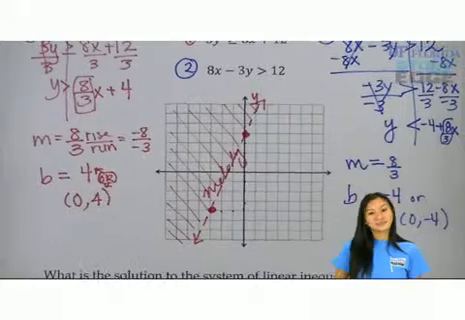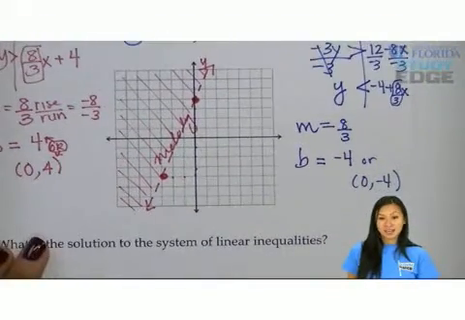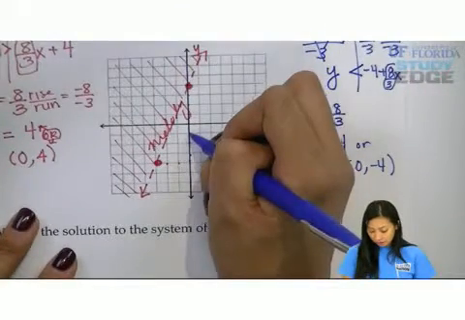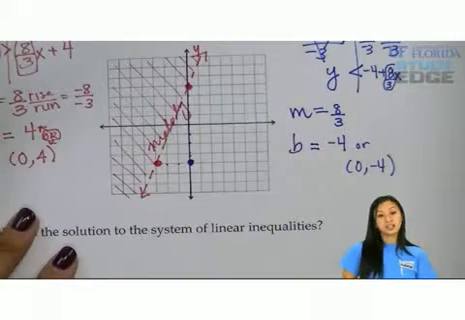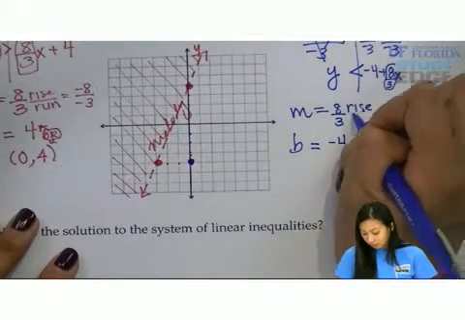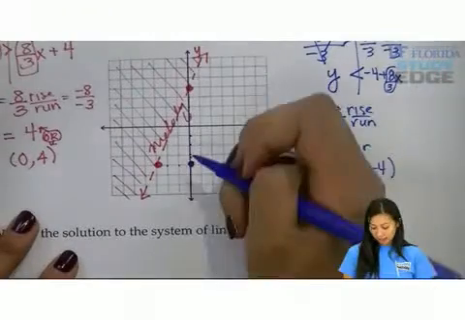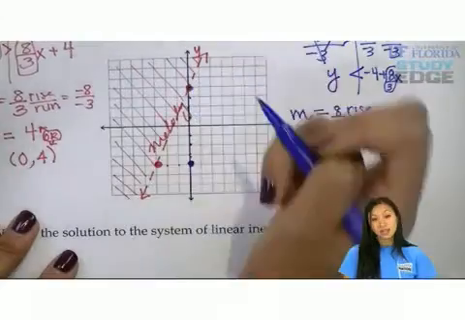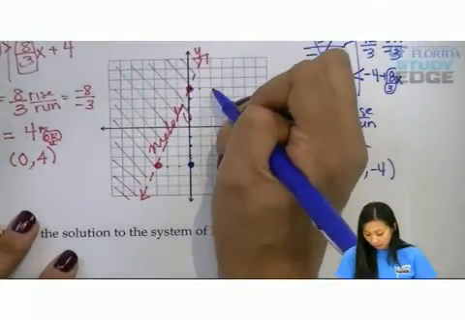Let's do the second one. All right, same thing here. Let's begin at the y-intercept. It is at negative 4: 1, 2, 3, right here. And my slope is 8 over 3 as well. Rise over run. I have to rise positive 8, so 1, 2, 3, 4, 5, 6, 7, 8. And I have to run positive 3, so that's to the right: 1, 2, 3.